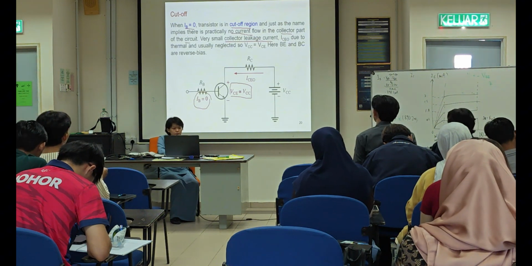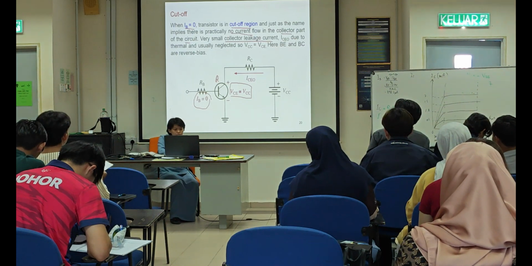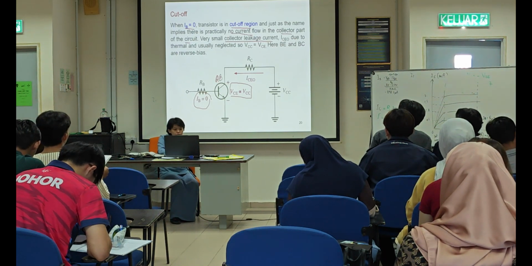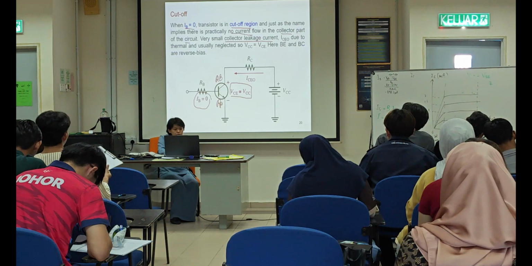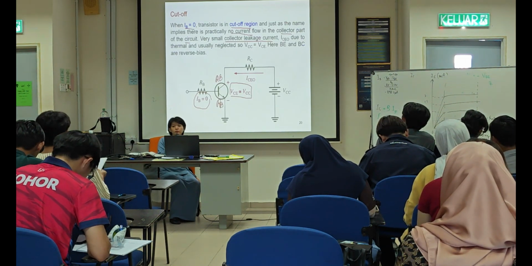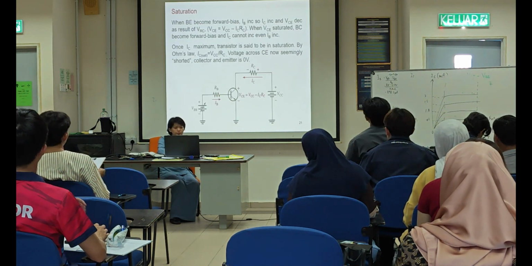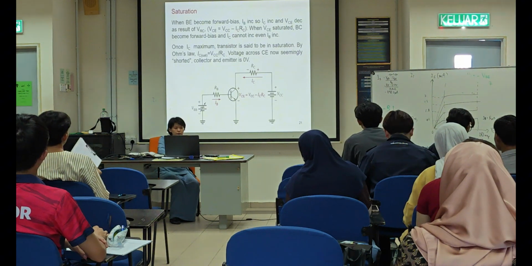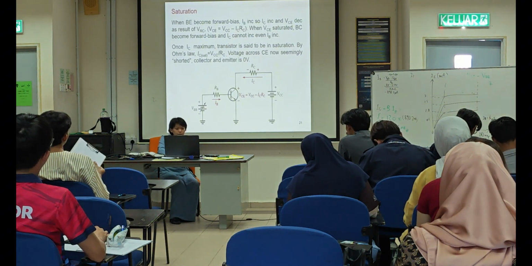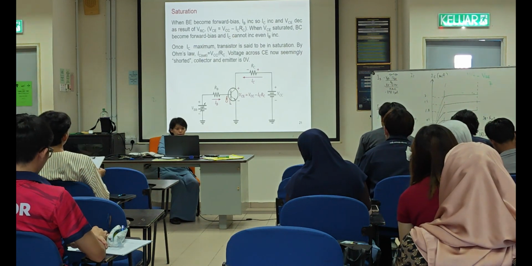Here both junctions are reverse biased, because no current. Off. Cut off means off.